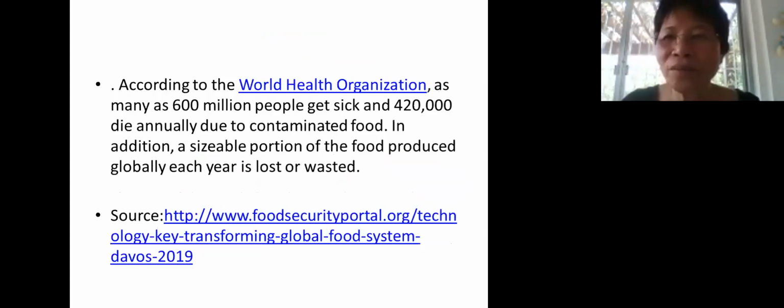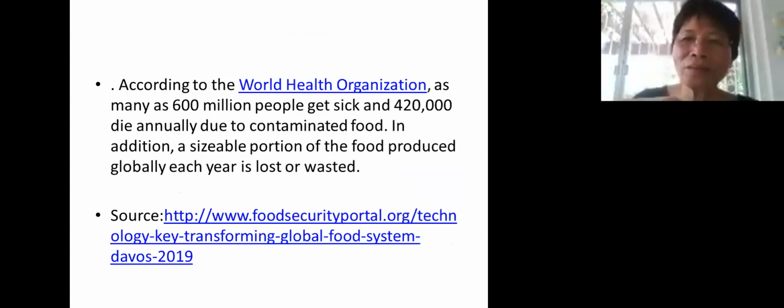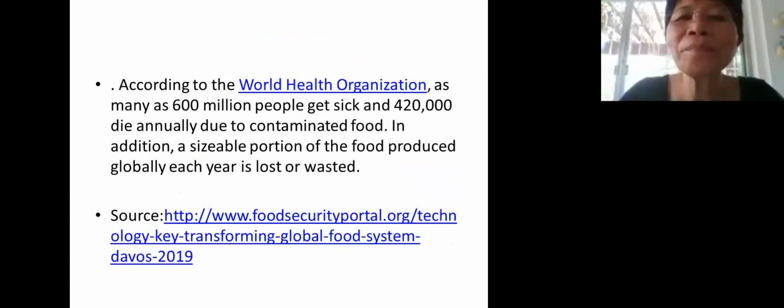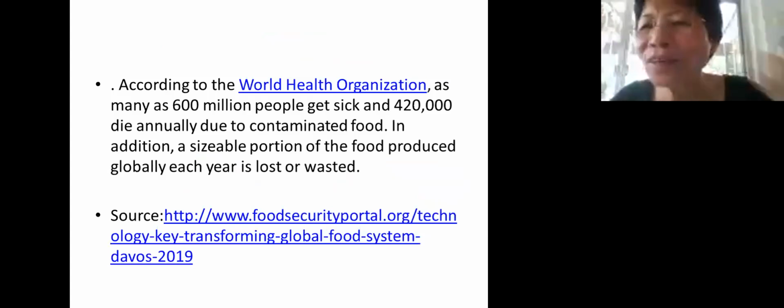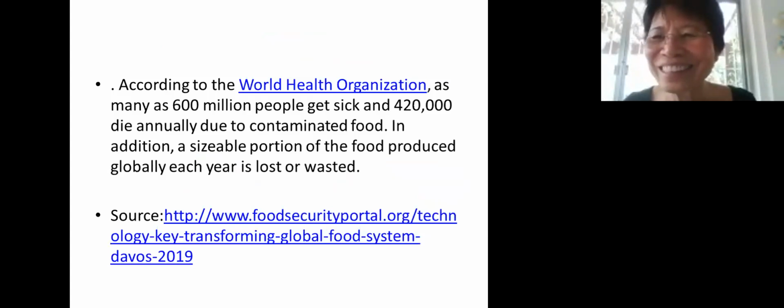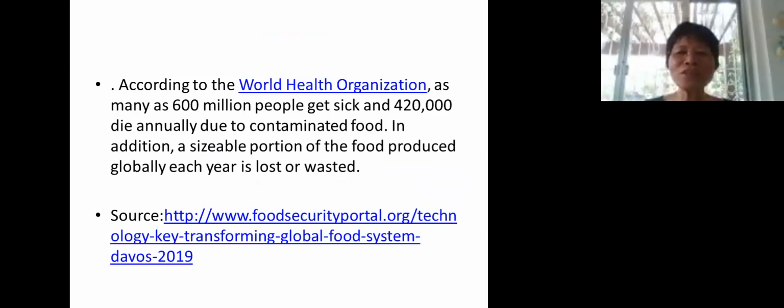According to the World Health Organization, there are as many as 600 million people who get sick, and about 420,000 die annually. Why? Because of contaminated food. In addition, a sizable portion of the food produced globally each year is lost or wasted. Oh my goodness. That's why they said that what the United States is throwing away is enough to feed developing countries like those in Asia and the Philippines.